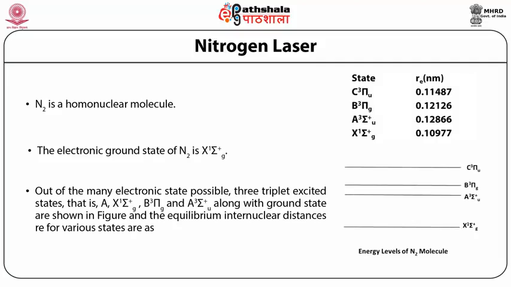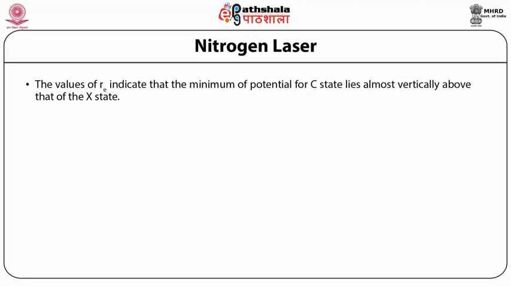Corresponding to C3 pi u, the Re value is 0.11487, for the state B3 pi g it is 0.12126, for A3 sigma u plus it is 0.12866, and for X1 sigma plus g it is 0.10977. The values of Re indicate that the minimum of potential for the C state lies almost vertically above that of the X state. On the other hand, the minima of A and B are shifted to higher R.